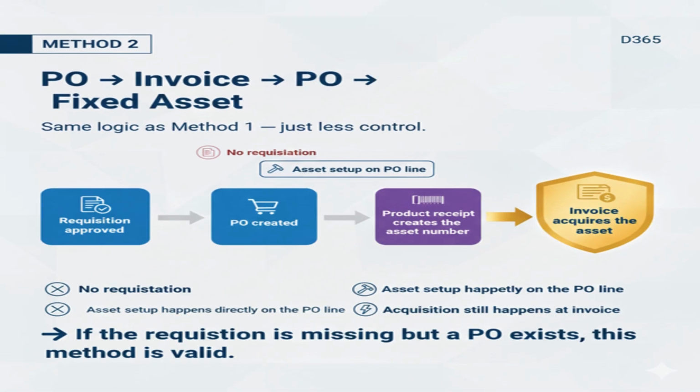Method 2, PO, invoice, fixed asset. Same logic as method 1, just less control. No requisition. Asset setup happens directly on the PO line. Acquisition still happens at invoice, exam reality. If the requisition is missing but a PO exists, this method is valid.